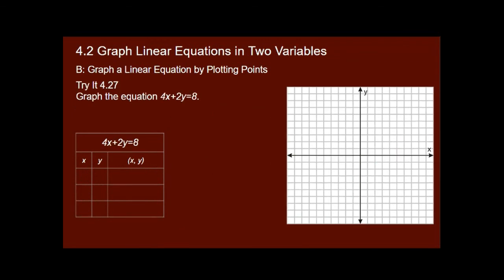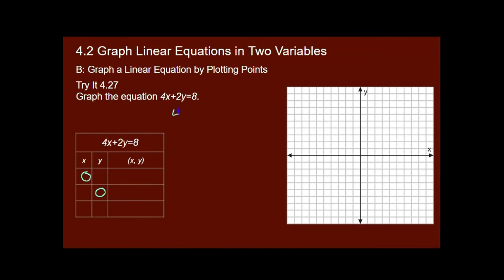Graph the equation 4x plus 2y equals 8. First you're going to set x equal to 0 and solve for y. Then you're going to set y equal to 0 and solve for x, and then you're going to pick a third one just to check. Pause the video and come back and check.